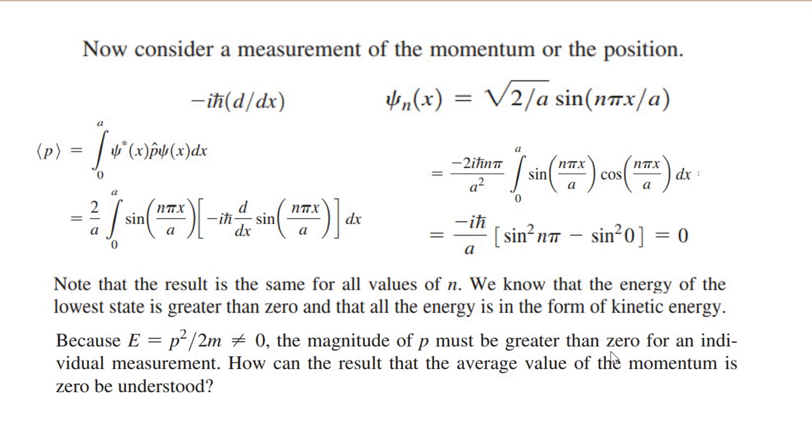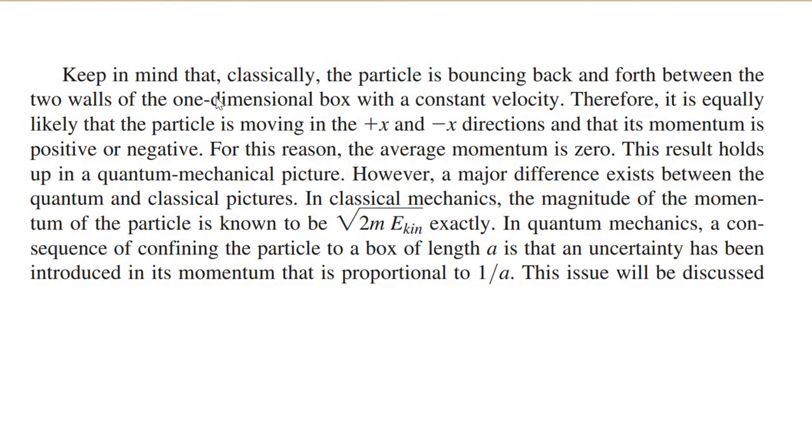How? The answer is something that you actually know. Anyone please read it out for me. Keep in mind that classically, the particle is bouncing back and forth between the two walls of the one-dimensional box with constant velocity. Therefore, it is equally likely that the particle is moving in the plus x and minus x directions, and that its momentum is positive or negative. For this reason, the average momentum is 0.